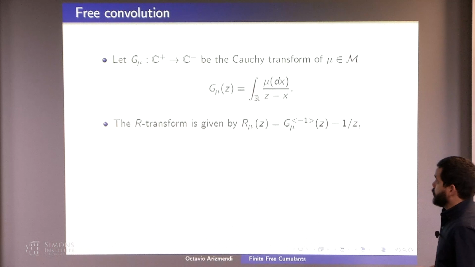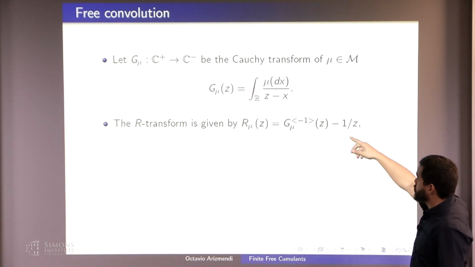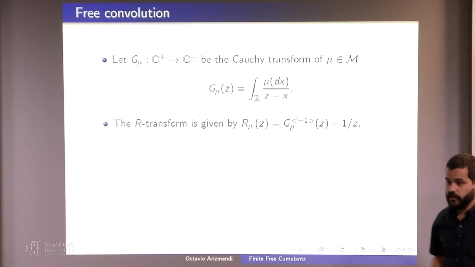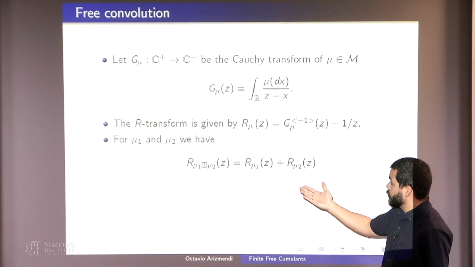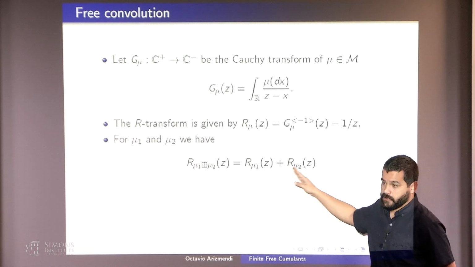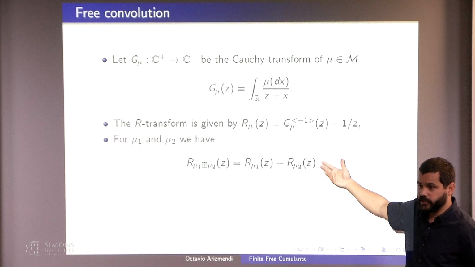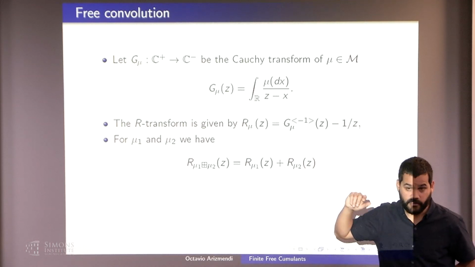And then the R-transform is just given by the compositional inverse of the Cauchy transform, minus one over the variable, taking one pole in 0. Okay, and the way that we can analytically calculate free convolution is just by adding the R-transforms. So this is the analog of the logarithm of the Fourier transform in classical probability.